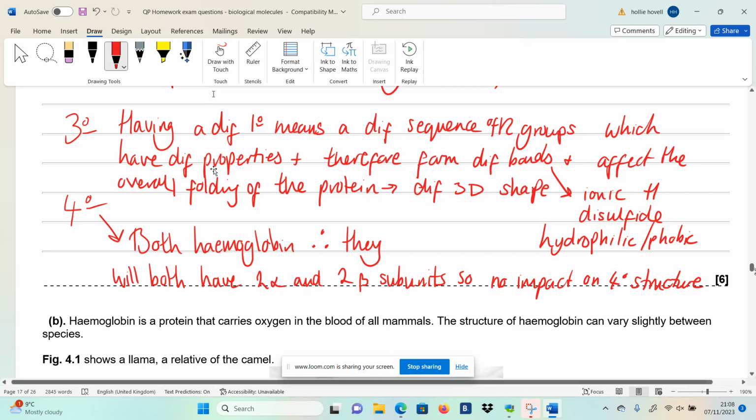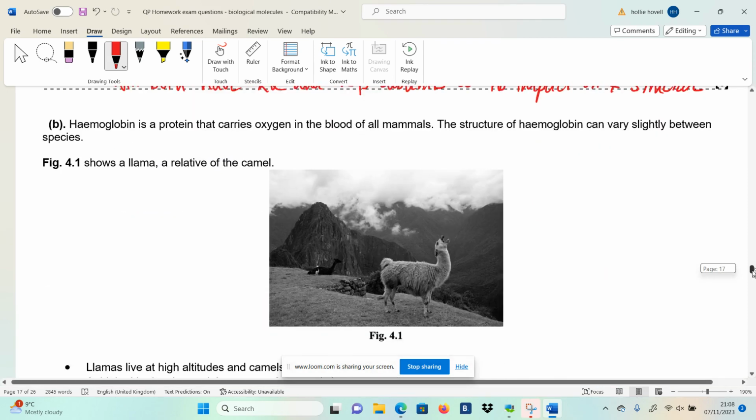Hopefully that helps you see how you can incorporate the 4 levels of structure into a question, just trying to keep linking it back.